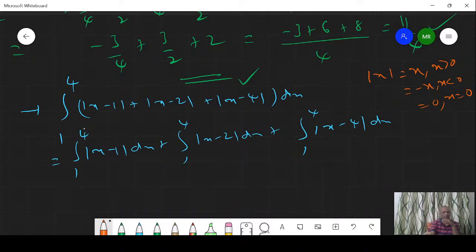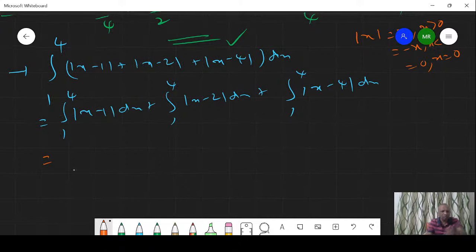Remember the definition of mod x. Between 1 to 4, any number we substitute, because between 1 to 4 means more than 1, gives a positive value. So between 1 to 4, x minus 1 gives positive. So I can write between 1 to 4 mod x minus 1 will become x minus 1 dx. Again now you can see between 1 to 4.